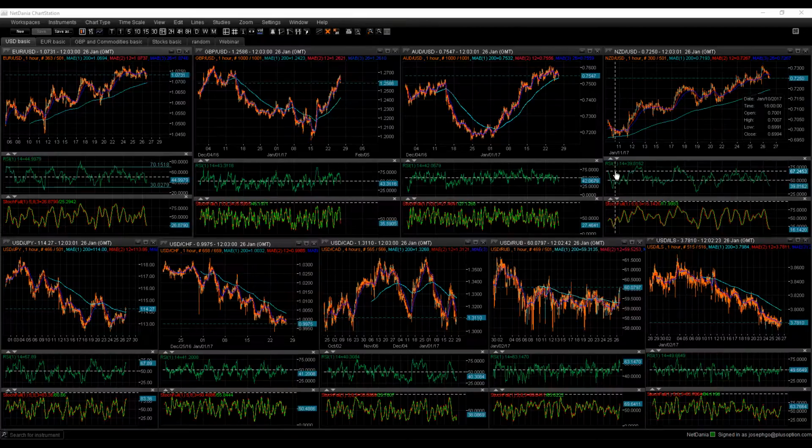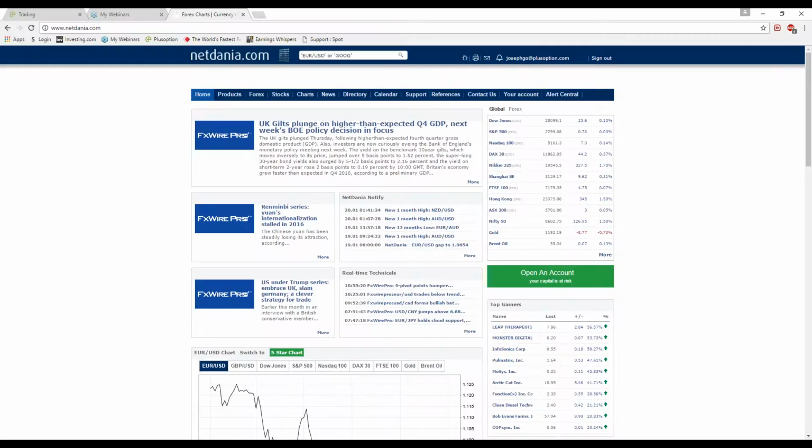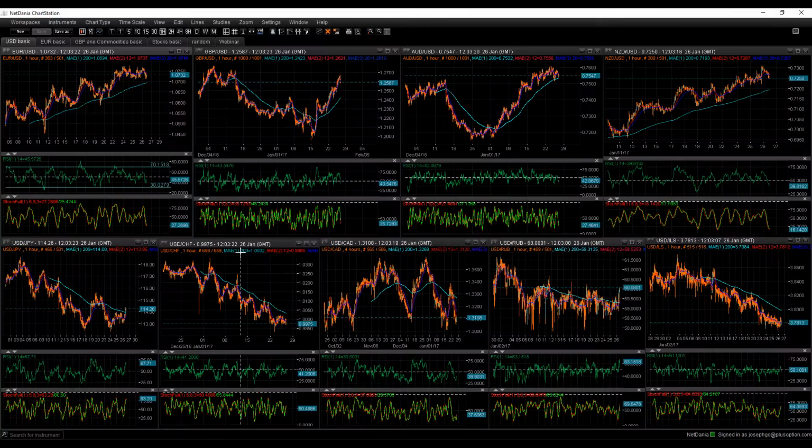So let's begin. You'll see here I have many what we call Japanese candlestick charts. Before we get to that, you'll notice I'm using Net Danya. I do recommend that all of you out there sign up for a free account with Net Danya. That way you will be able to save your workstation, which this is my workstation.